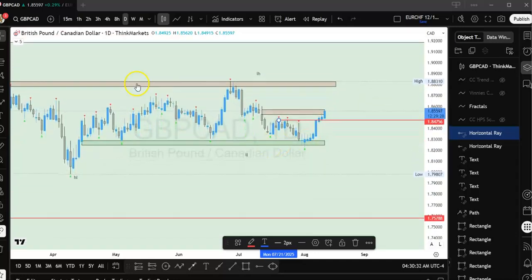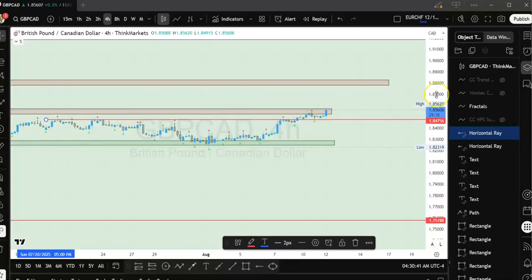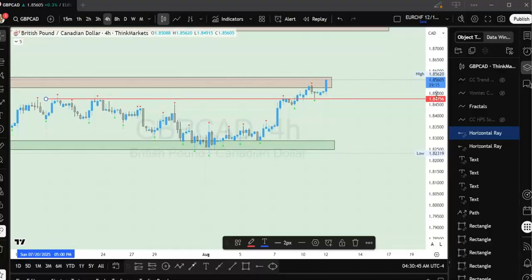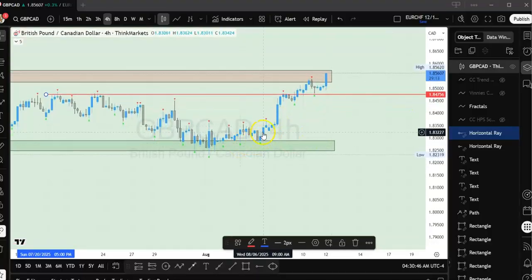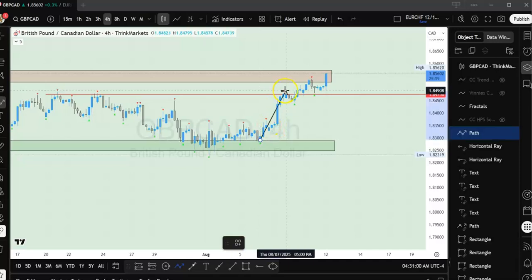All right, if you want to drop down to the 4-hour, this is usually where I take my entries. Just waiting for the computer to load here. So what is market structure telling us? It's doing this, here, here, here. So it's bullish, right?